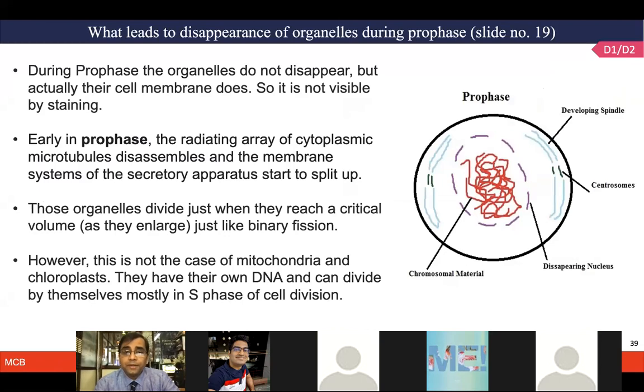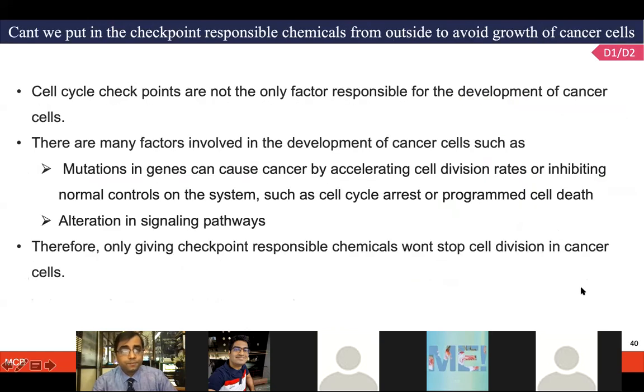What leads the organelles to disappear during the prophase? Yeah, so the prophase is the time when the cell is doing a lot of changes for the division to happen, but these organelles are not totally disappearing. Actually the nuclear membrane is disappearing at that time. So when you do the staining, it is not visible completely. And along with those, a lot of activities are happening in the microtubules and those cytoplasmic elements which are getting organized. That's what we have already discussed in the class.